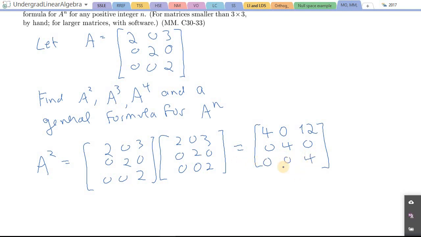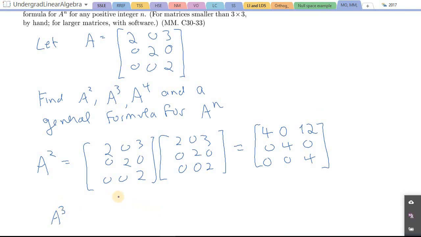Now, of course, you can see some similarities here. You've got 2's on the diagonal of the original matrix. Then you have 4's when you take A squared. And then you have a 12 here. All right, so it looks like we've got some regular pattern going. Let's look at A cubed.